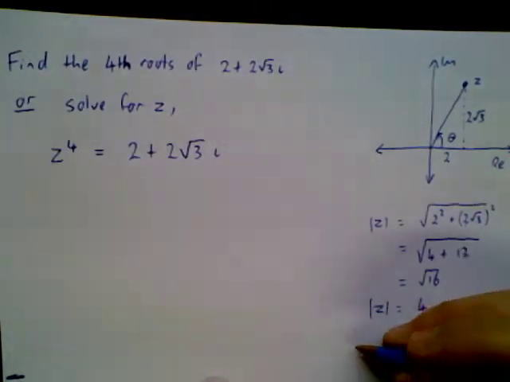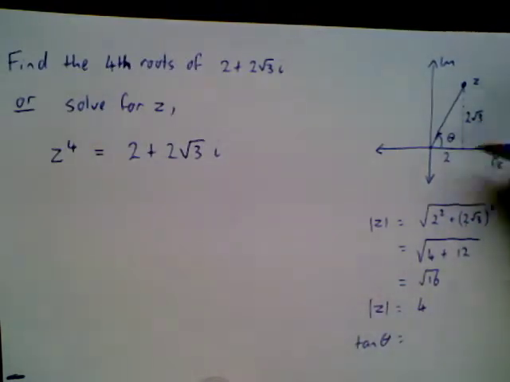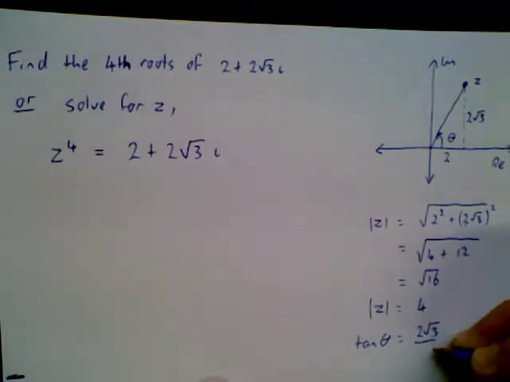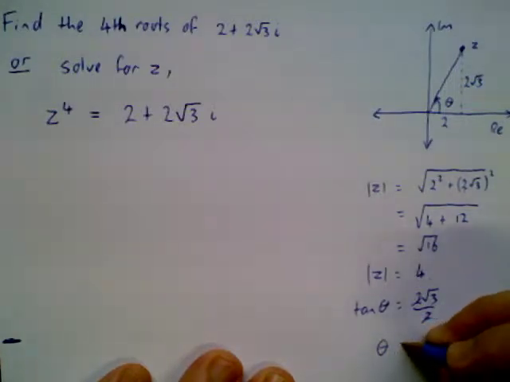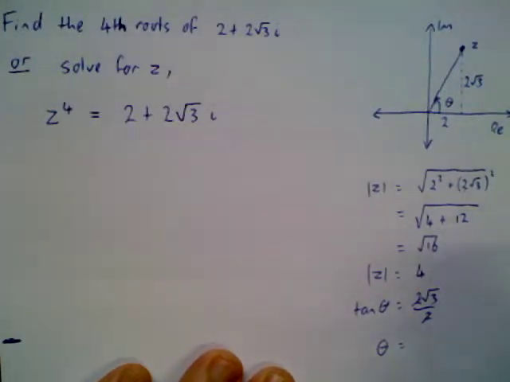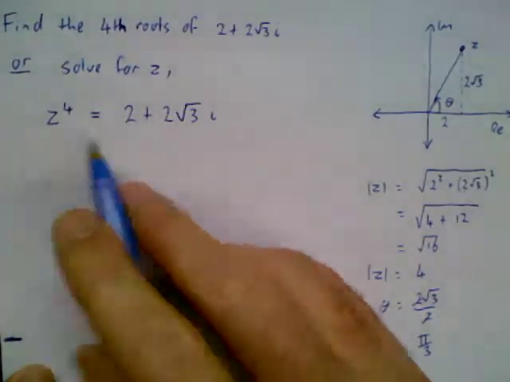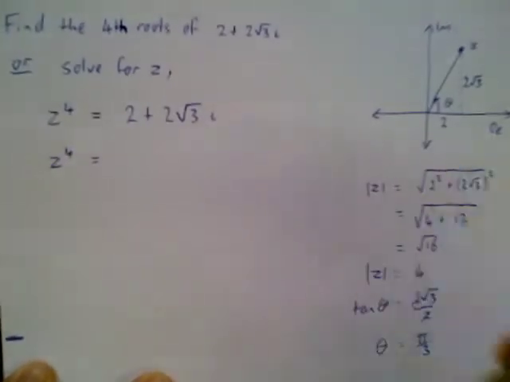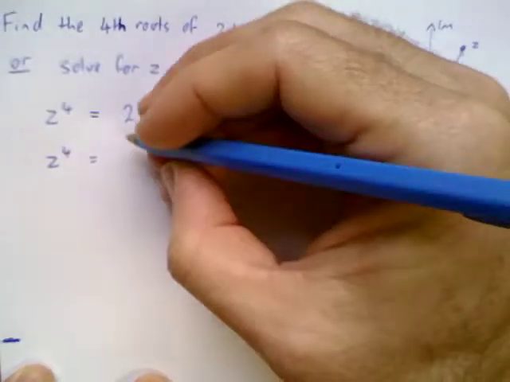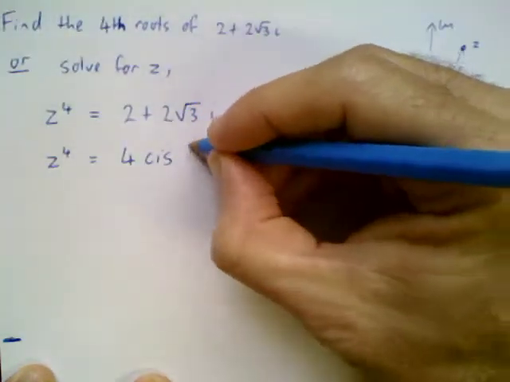And also we know that tan theta, tan of this angle here, is opposite over adjacent, which is 2 root 3 over 2, 2's cancel, and we end up here with one of our exact trig values, tan theta equals root 3, so we can say that theta is equal to pi on 3, or if you're working in degrees, that'd be 60 degrees. Okay, so now what we can do is go back to our equation that we're trying to solve for z, and put in the equivalent polar form of the complex number, which will be magnitude 4, cis, and then our angle is pi on 3.